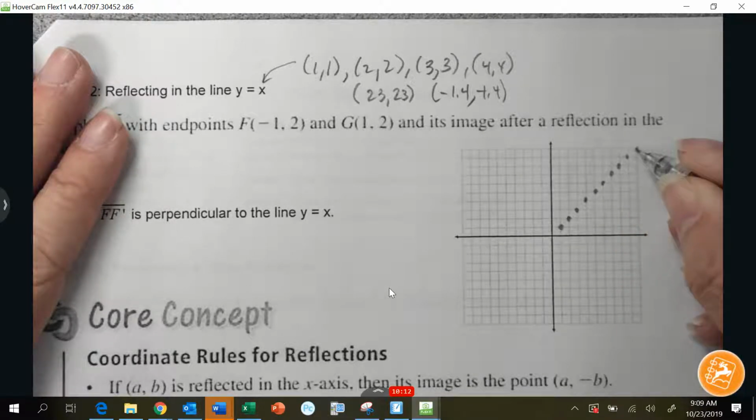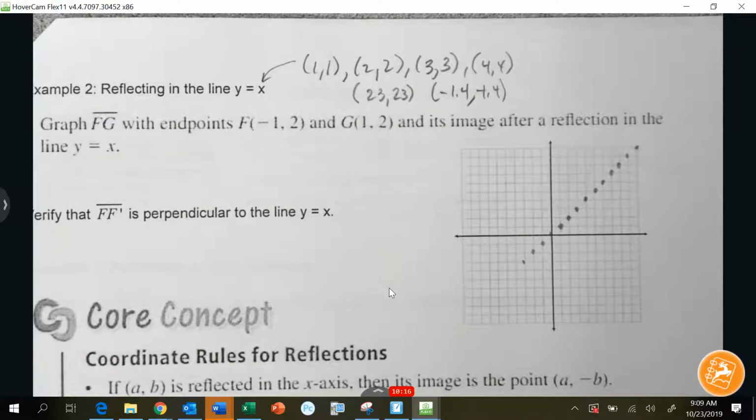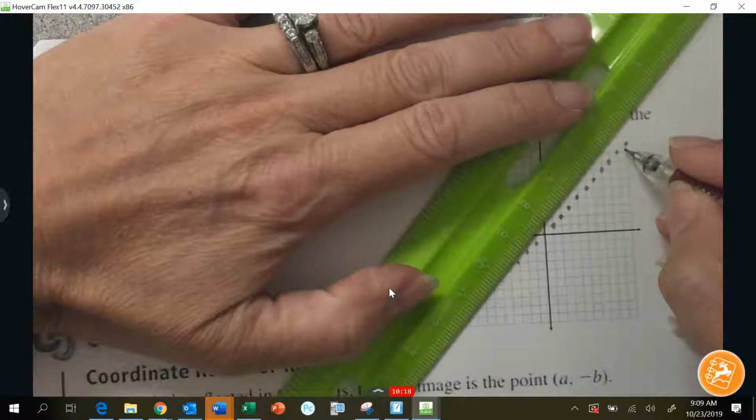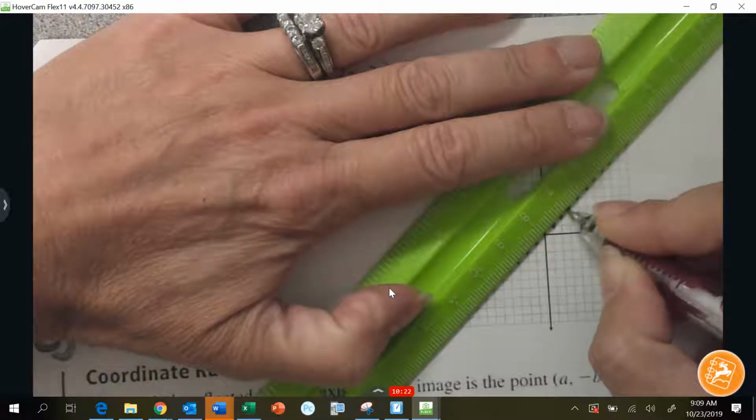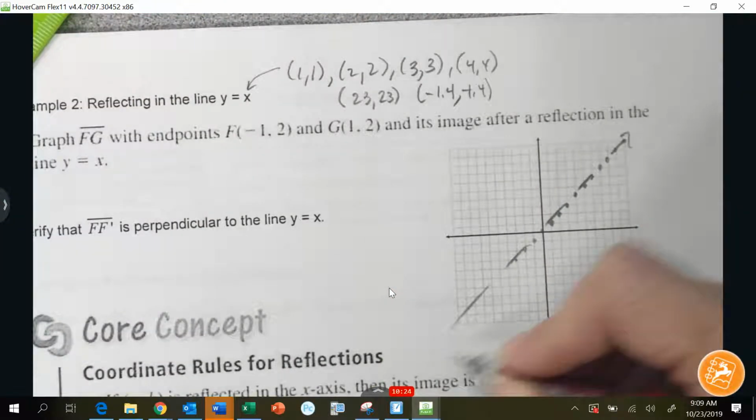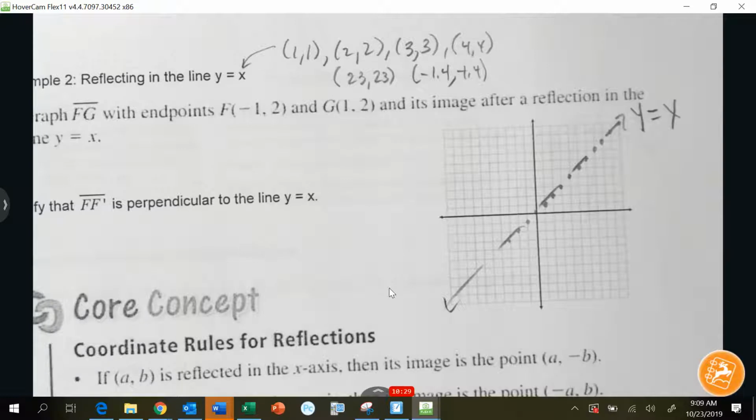It's a straight diagonal up the center of the coordinate plane. I'm just going to dash it so you guys can see it. This is y equals x. Okay, so that is going to be our reflection line. That's a really important reflection line that's used a lot in other mathematics courses.